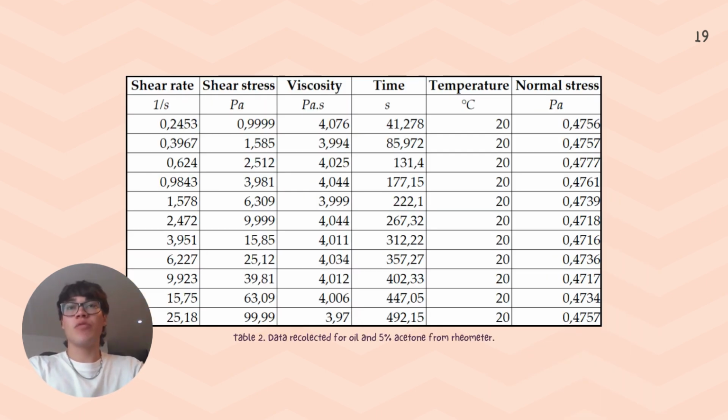This is the same table that we presented with the crude oil sample, and we already know that the main properties are shear rate, shear stress, and viscosity. From now on, we can tell that the viscosity is smaller than the viscosity of the crude oil.